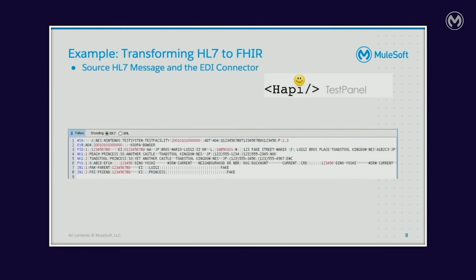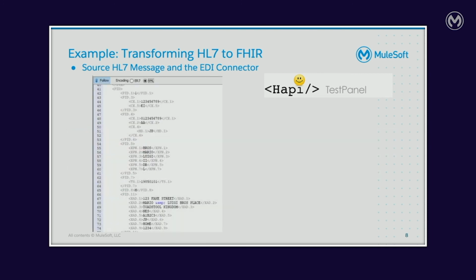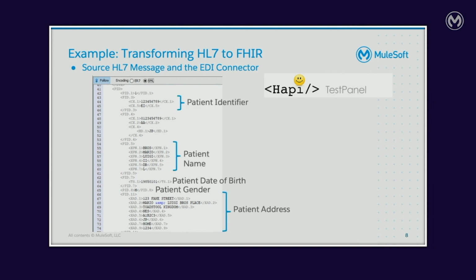So let's have a look at a sample HL7 message. This is generated with the HAPI TestPanel, which is a free HL7 message editor. So this is our pipe and hat format, or our ER7 format, and we can switch between this and our XML equivalent format. And you'll notice that we have this nested data structure here, which has got our patient identifier, name, our date of birth and gender, and our address.